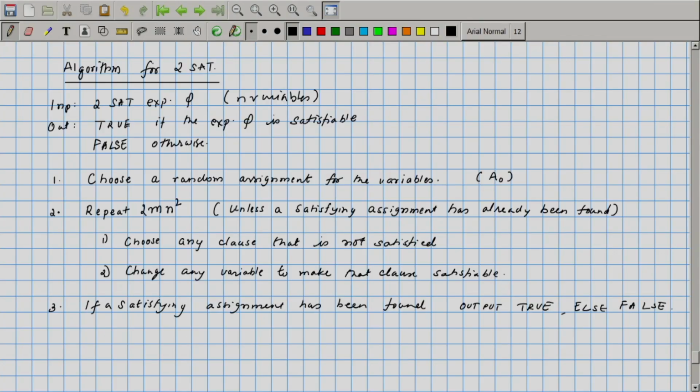So, success here would mean that if the given 2-SAT expression, the 2CNF expression, was satisfiable, then we would have to say satisfiable, and if it is not satisfiable, we should say not satisfiable, or false. It is clear that whenever this algorithm is presented with an input which is not satisfiable, it is never going to find a satisfying assignment, and therefore it is always going to give the correct answer, which is false. It will output false as the answer, and that is the correct answer.